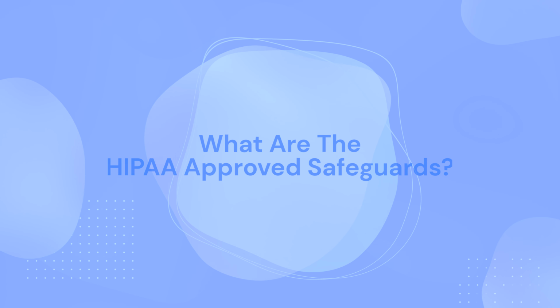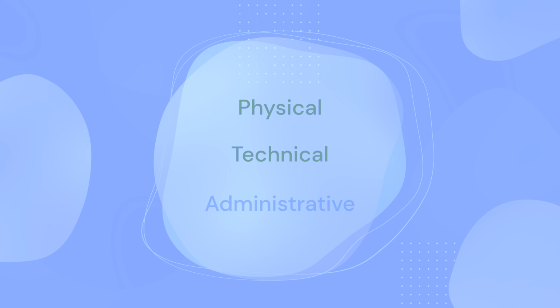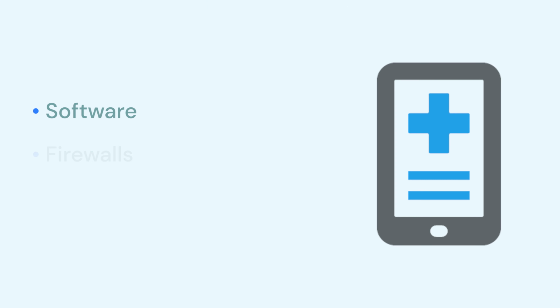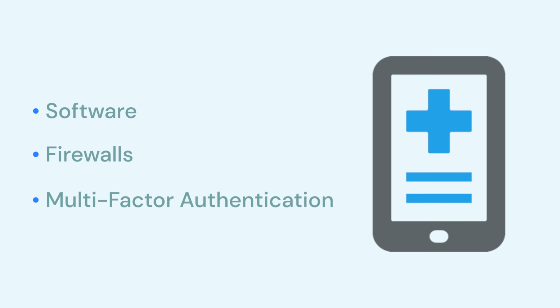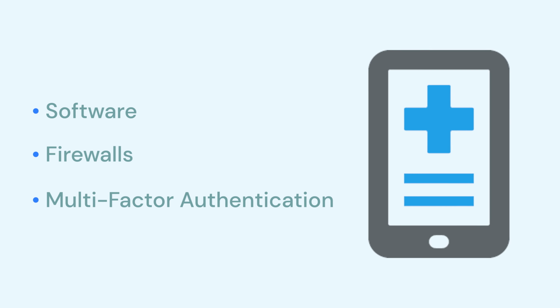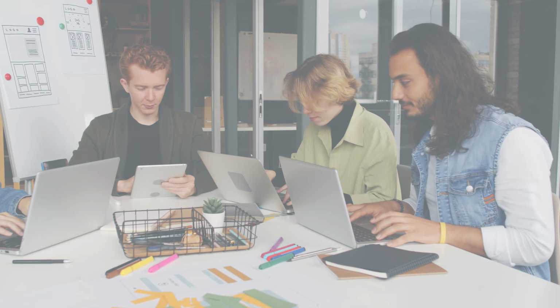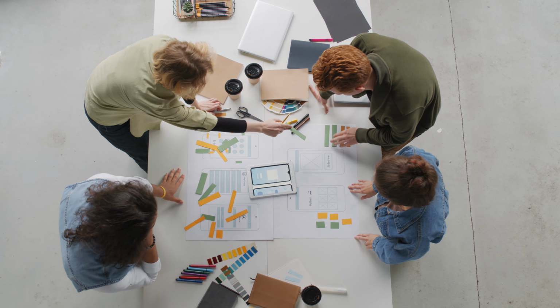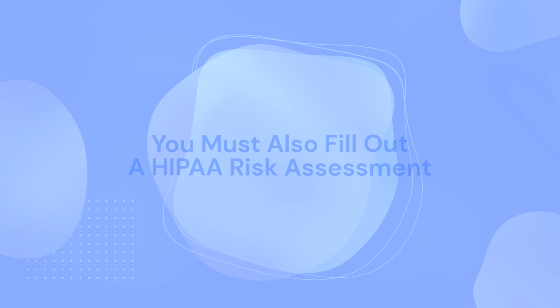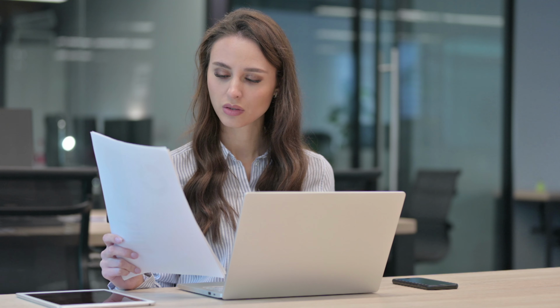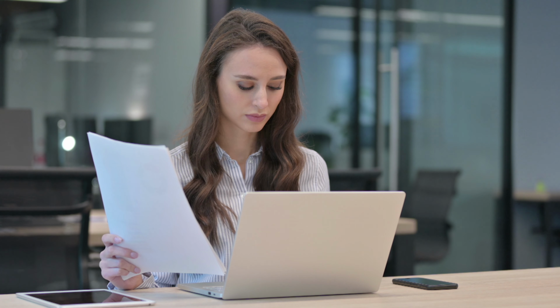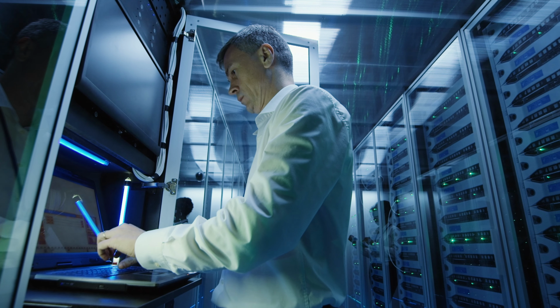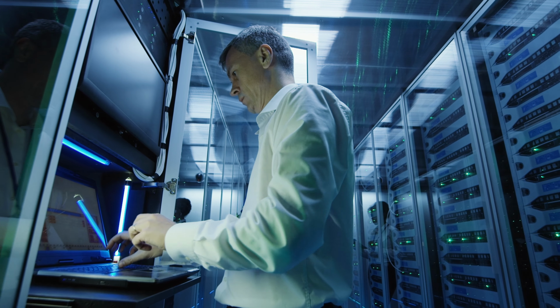HIPAA outlines a series of safeguards: physical, technical, administrative. For example, computer software, firewalls, multi-factor authentication, etc., to protect the data and protect the access to the data. You need to make sure you have the best safeguards in place and that you've documented the safeguards you have in place to protect yourself. HIPAA risk assessments must be carried out to identify vulnerabilities. Again, these risk assessments should be documented to show that you've been doing them over time and to help you to implement better protective measures for the PHI that your business is utilizing.